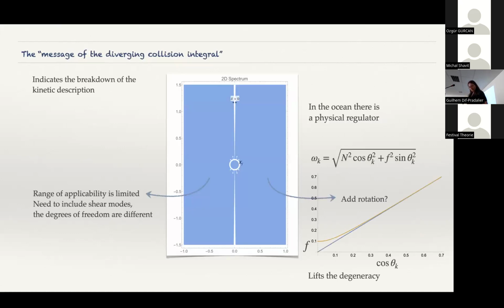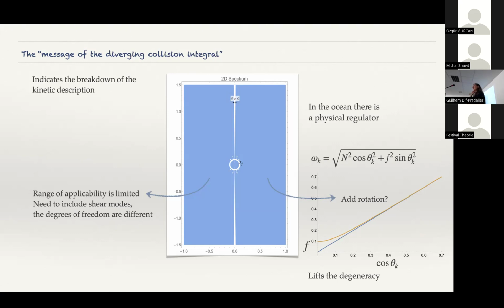And to finish my talk, you can ask yourself what is the message of this diverging collision integral around the shear modes. One straightforward message is that the shear modes, or the slow modes, are important. If you want to solve the full problem, you need to include them, and then the effective degrees of freedom are not waves, they're something else. So maybe we can do some first order renormalization and include the shear modes in making the waves different degrees of freedom.